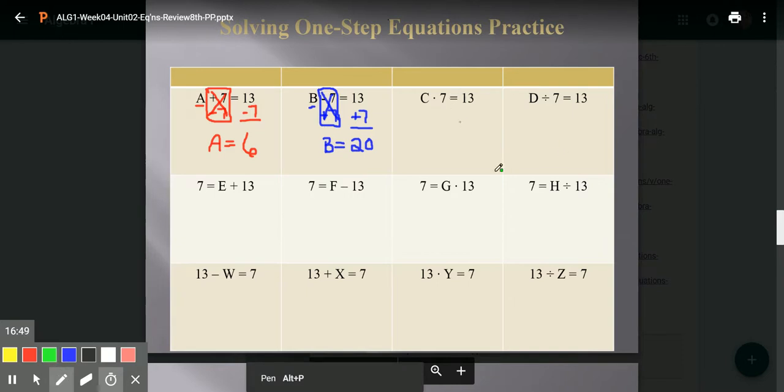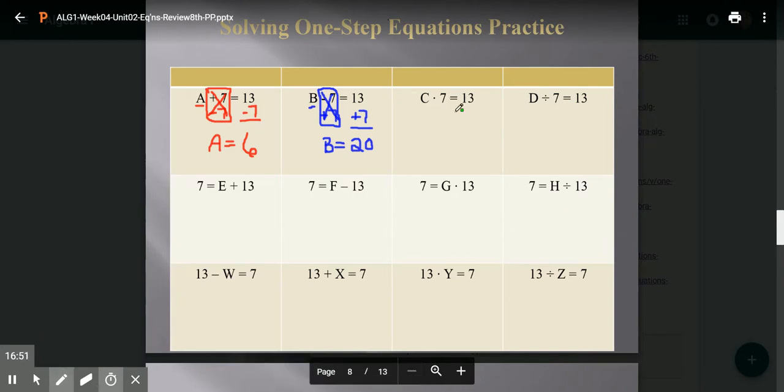Okay. So now I encourage you to pause the video, take a few minutes, and see if you can solve the rest of these on your own. Alright, so hopefully you've taken a look at these on your own. So remember that we need to undo whatever's happening to our variable, get it by itself.